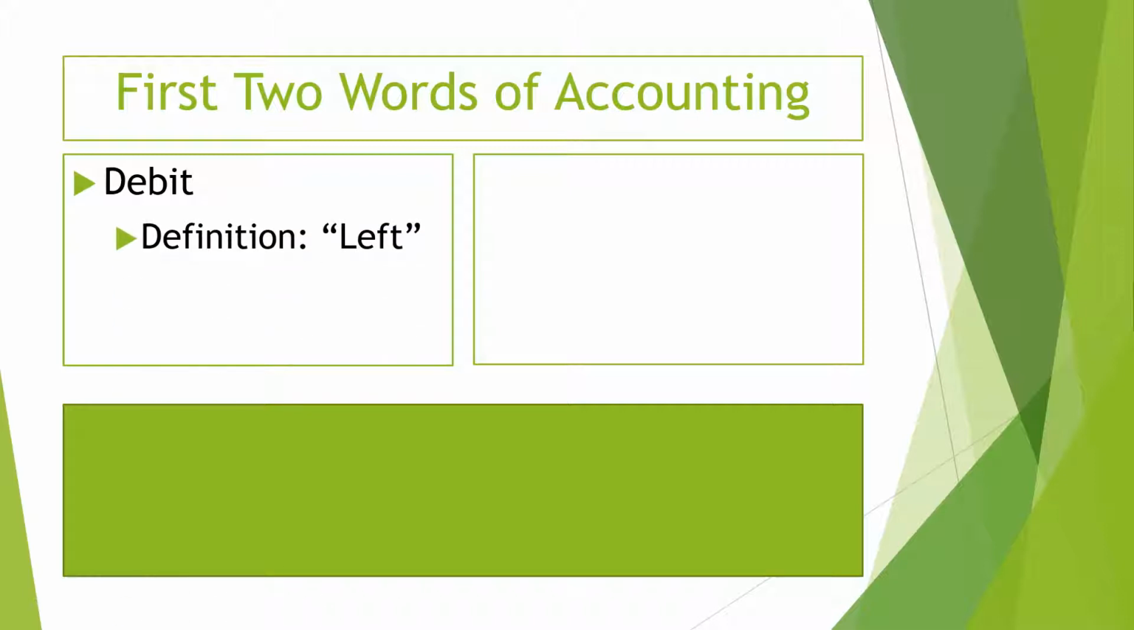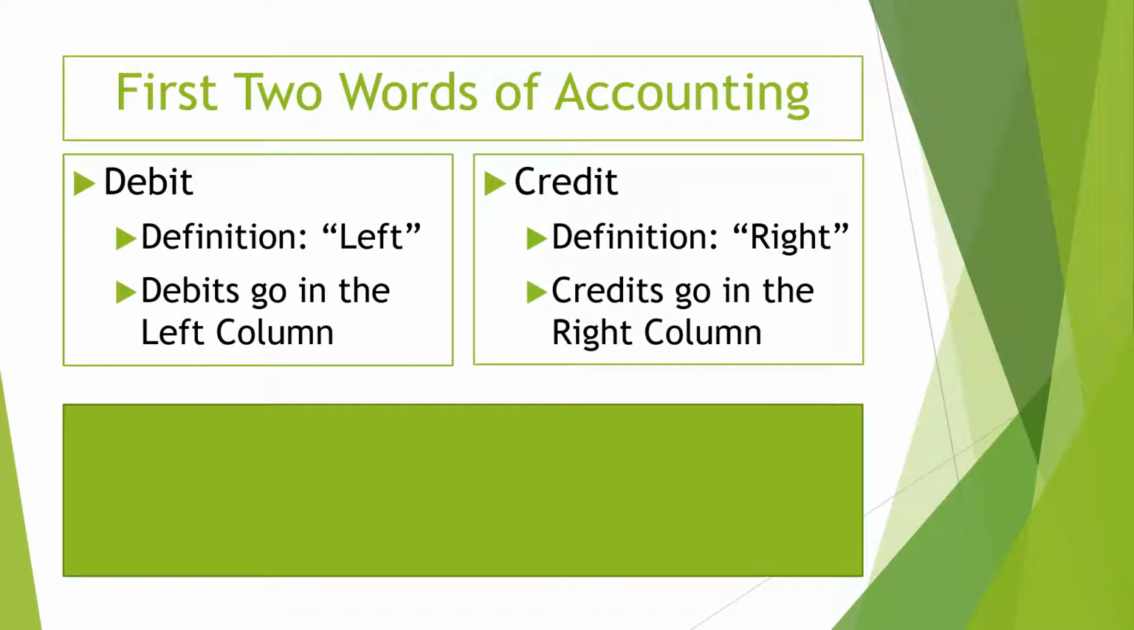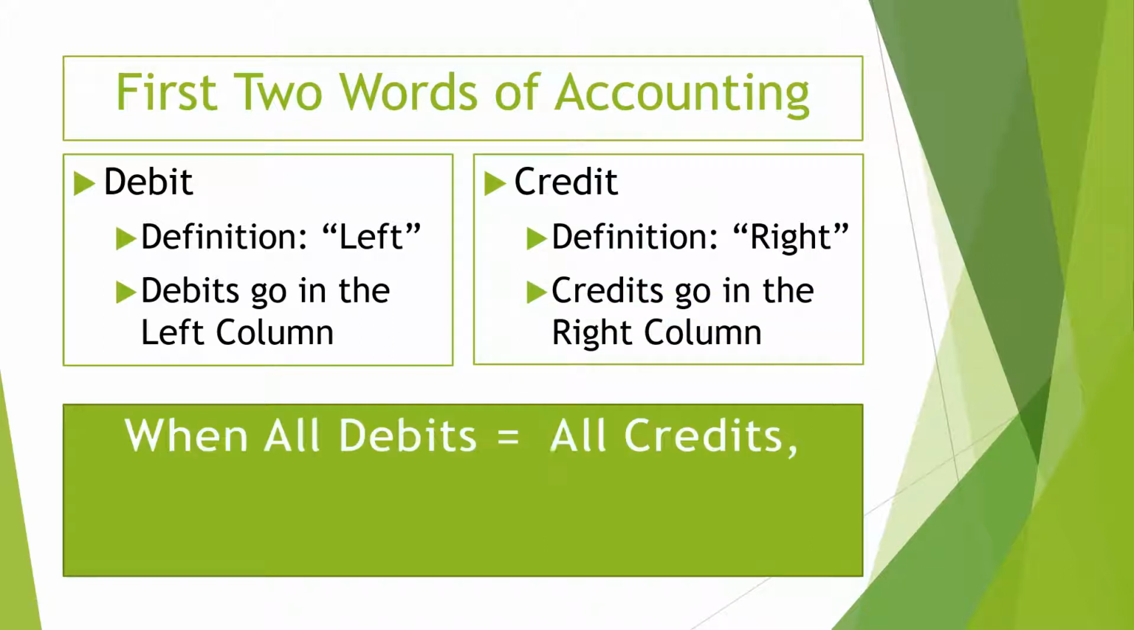Well, it has a very simple definition. It's called left, and we find all debits in the left column. So debit is the first word. The second word is credit. Credit has an equally simple definition, and it is right. Credits go in the right column.